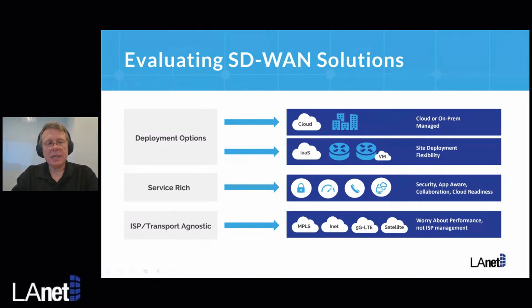And then the last one is it should be truly ISP and transport agnostic. In this, really what I'm talking about is you shouldn't be beholden to any one particular contract with an ISP or something like that. You should be able to order any circuit, any service from anywhere. If you want MPLS, that's great. If you want internet, that's great. If you want 5G or LTE, that's fine. If you want satellite, that's fine. If you want all four of those, that's fine, right? You should have flexibility there.